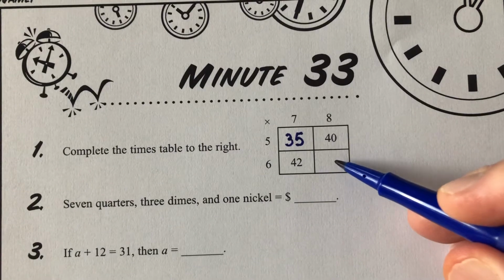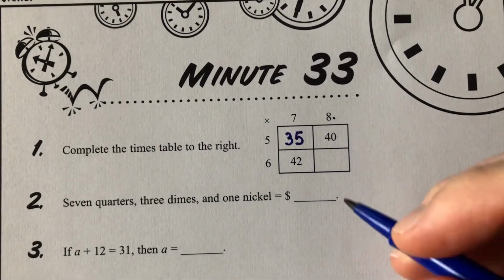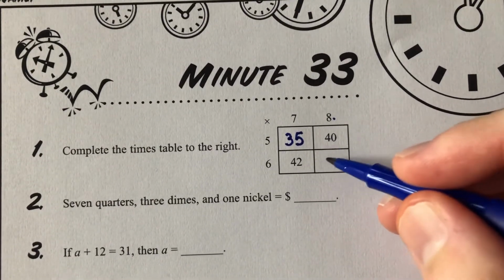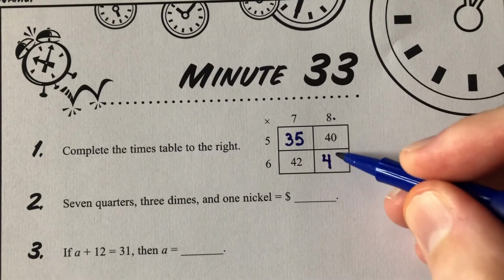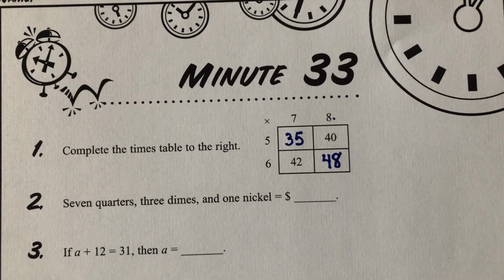And the bottom right box, it's going to be 6 times 8. So think about what 6 times 8 is. That would be 48. So those are the two missing numbers that go in those boxes.